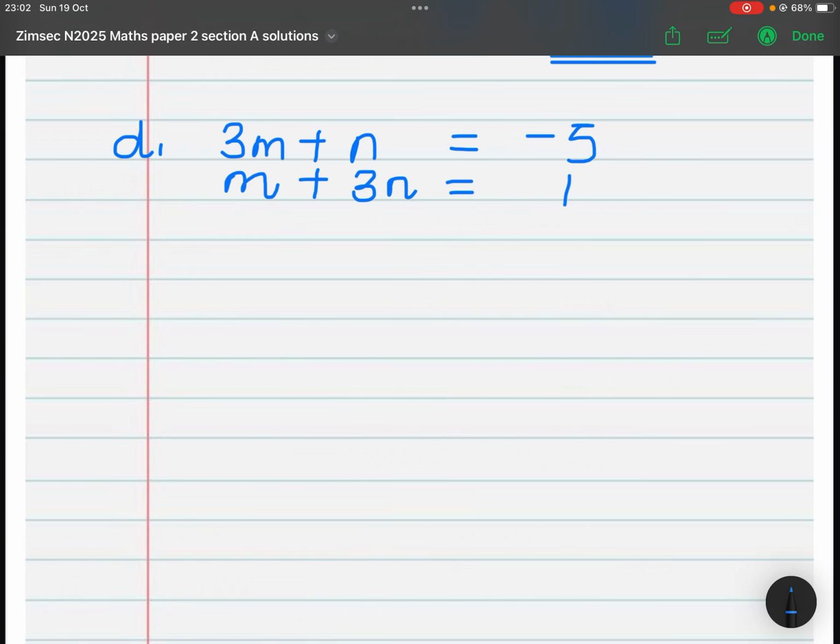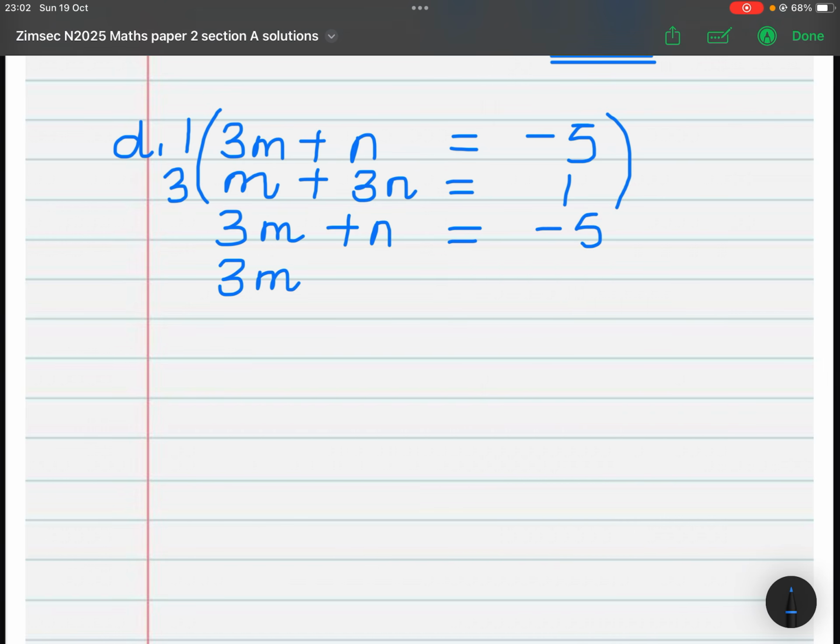And then we can now apply the elimination method in order to find the value of m and the value of n. So I've decided to eliminate m. I'm going to multiply the first equation by 1 and the second equation by 3. So the first equation, I will copy it as it is because I'm multiplying by 1. So it is going to be 3m plus n is equal to negative 5. 3 times m, we get 3m. And then 3 times 3n, we get positive 9n. 3 times 1, we get 3.